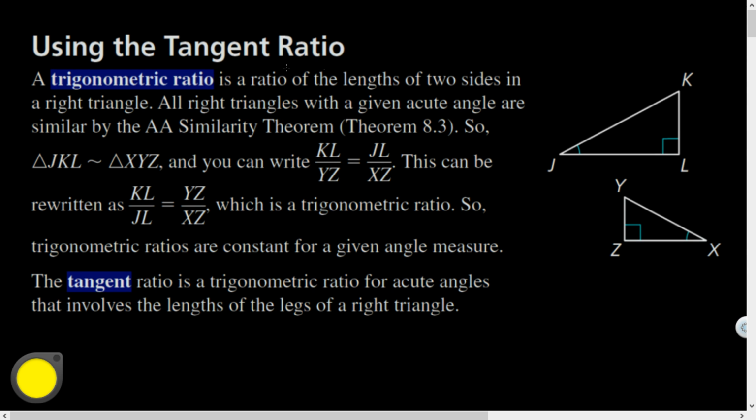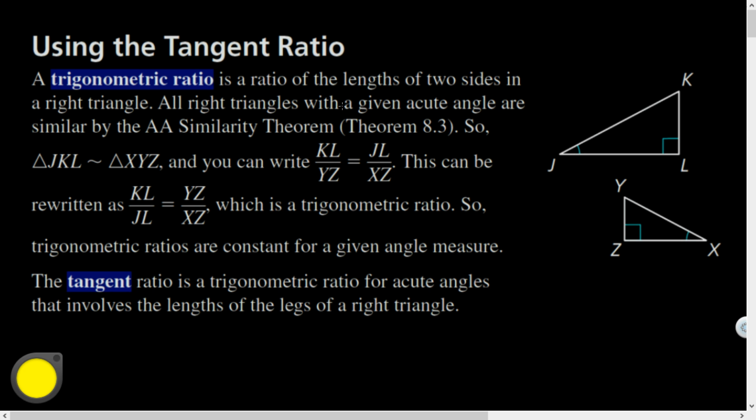This is the idea. A trigonometric ratio, now that's a crazy word, trig, right? Think just like triangle, metric, measures. It's just talking about the measures of triangles, okay? So don't be scared of the word trigonometry. It is a ratio of the lengths of two sides in a right triangle. All right triangles with a given acute angle are similar by the angle-angle similarity theorem, right?